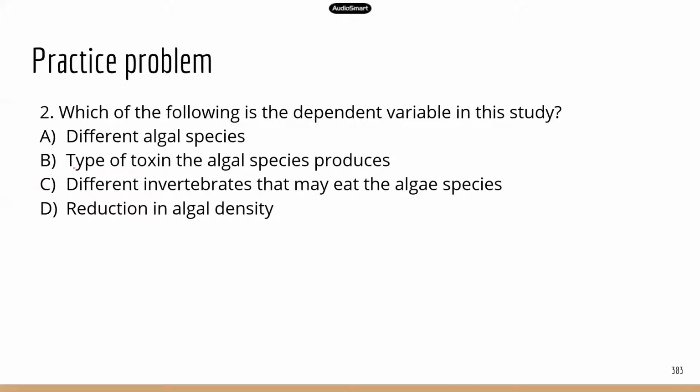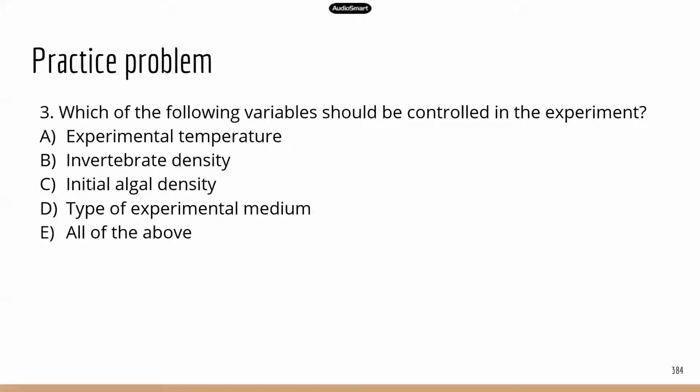What is the dependent variable? The dependent variable is what you measure, right? So what's measured in this study? Reduction in algal density. Which of the following variables should be controlled in the experiment?